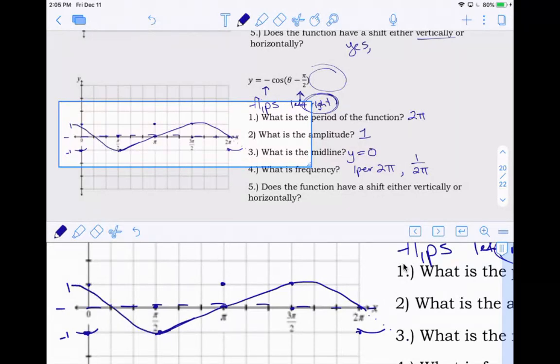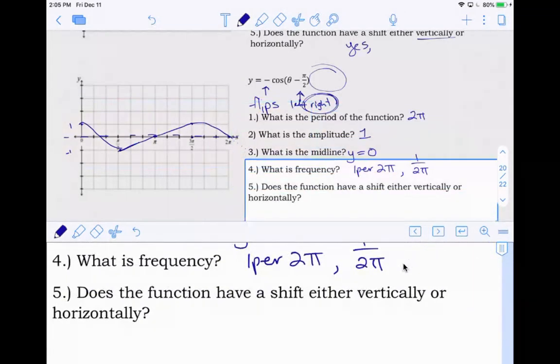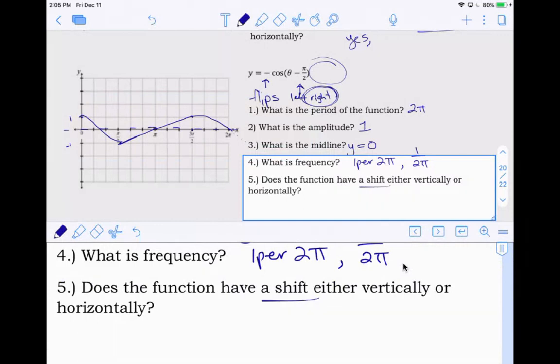So now, sorry, I'm going to fix that guy. This is what our function would look like. Never take notes in pen, people. All right, so we've got our shifted cosine. We moved it over to the right, pi over 2, and we turned it upside down. All right, was it shifted either vertically or horizontally? Yes, it was shifted horizontally by pi over 2 to the right.